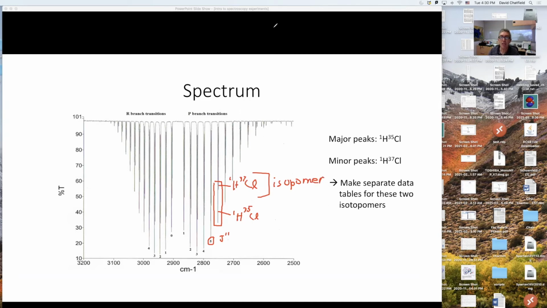So you'll label your spectrum this way, and then you'll analyze it. How do we analyze it? Let's go on to the next slide.